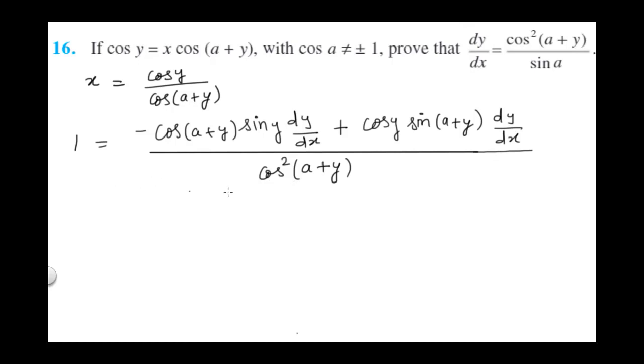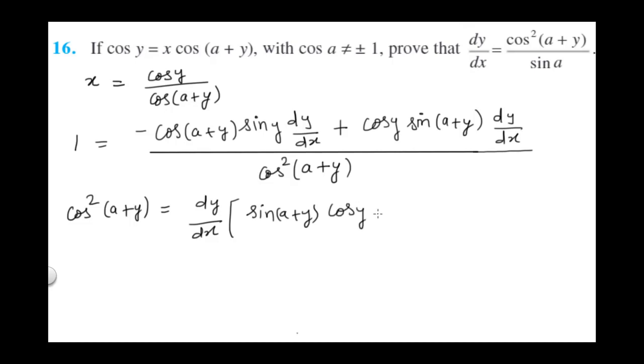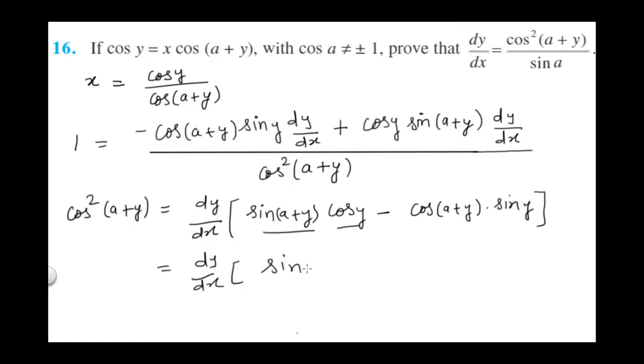Now we'll multiply both sides of the equation with cos square a plus y. Here in the numerator we can take dy by dx common, and in the bracket I'm writing the positive term first, so I can write sin of a plus y into cos y minus this term cos of a plus y into sin y. So observe carefully, this is a formula sin a cos b minus cos a sin b. It is sin of a minus b. So dy by dx into sin a minus b, right?